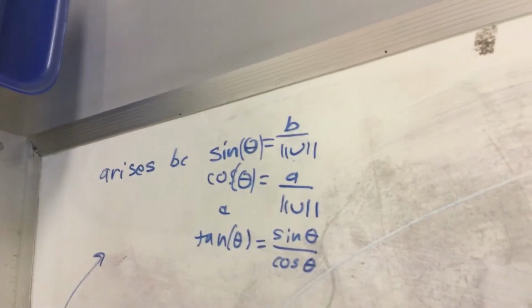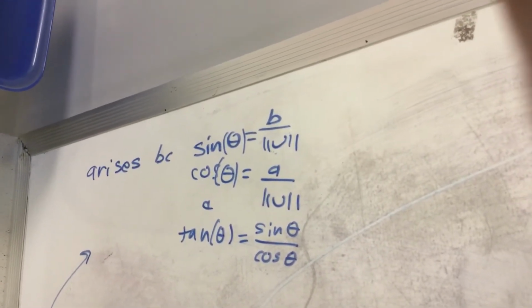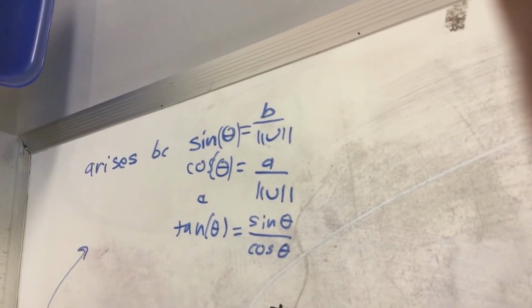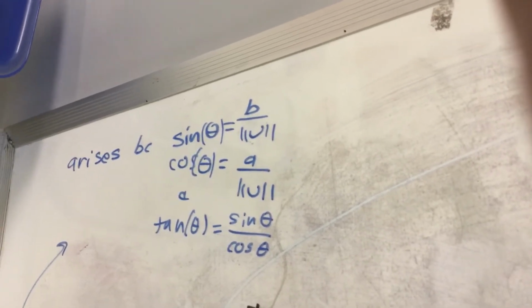We do this, as we saw in the last section, because the sine of theta is equal to b over the norm, or modulus. The cosine of theta is equal to a over the modulus, or norm. And by the quotient identity of tangent, tangent is sine of theta over cosine of theta.